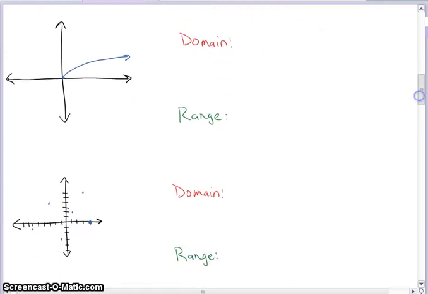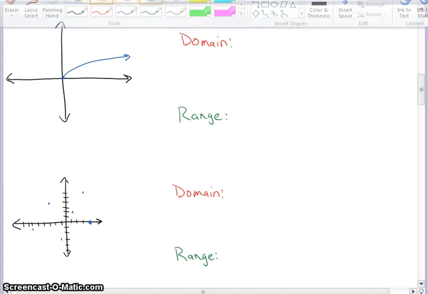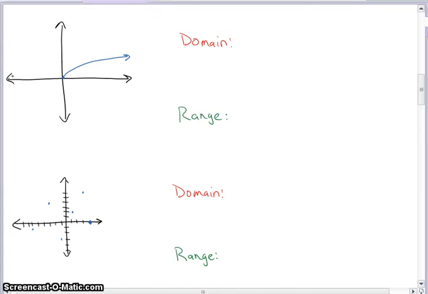Okay, what about this one? So the domain is the x values. Is there a point on the graph over here? Nope. What's the smallest? 0. So 0 is less than or equal to x. Is there a largest number? No, because the arrow indicates it keeps going. So all I have is that x has to be greater than or equal to 0.